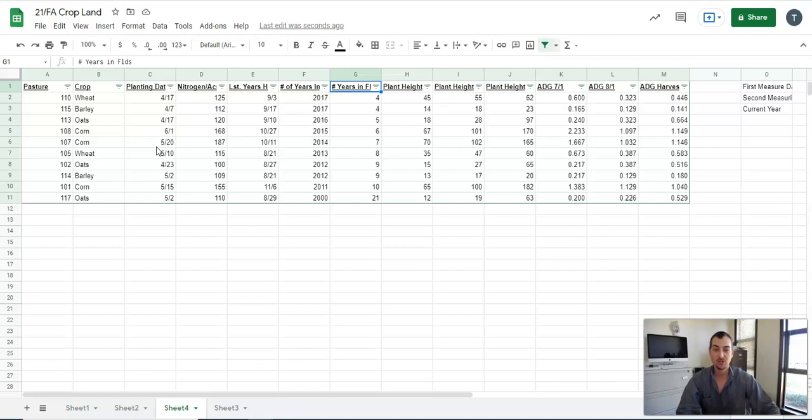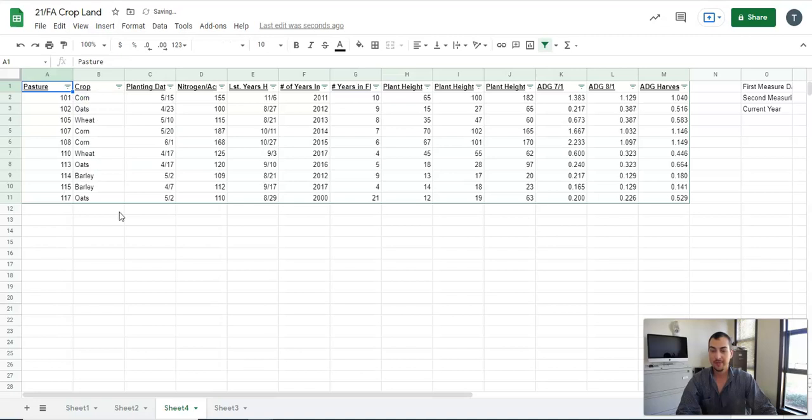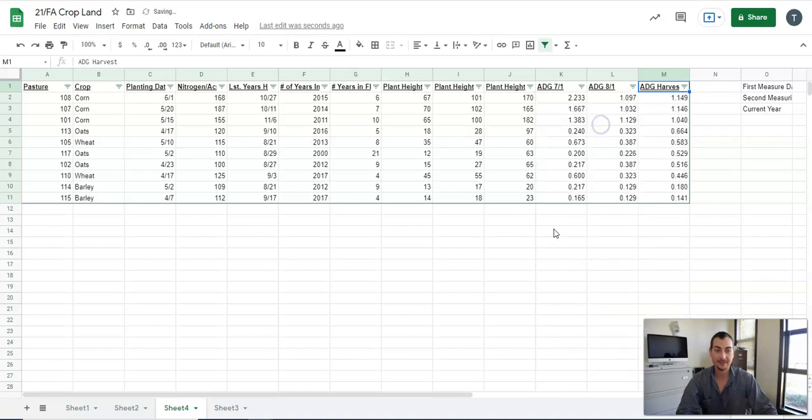It just adjusted those rows to where it needed to be. So let's go ahead and undo that. Let's go ahead and put this one back A to Z. And this was the way the original data is. Well, what if we want to measure the plant height at harvest, or the average daily gain to harvest from low to high? We want to see which ones are producing. Actually, we want to go high to low. So we actually want to go Z to A.